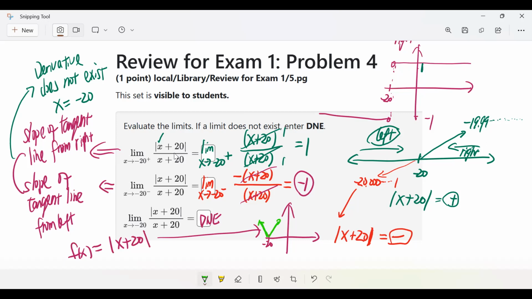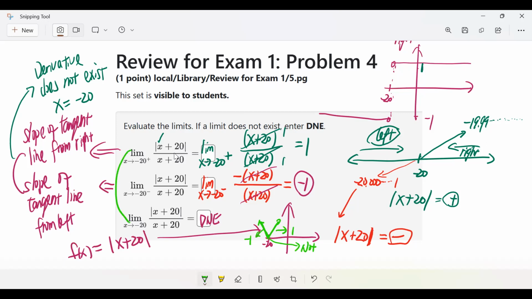And that actually tells us that's the corner here. So from the left-hand side, the slope of the tangent line is -1. On the right-hand side, the slope of the tangent line is +1. Okay, and they do not converge. They do not agree with each other. That's why at the corner it's continuous, but it's not differentiable. So here is not differentiable.